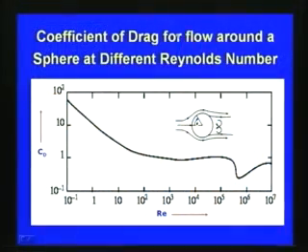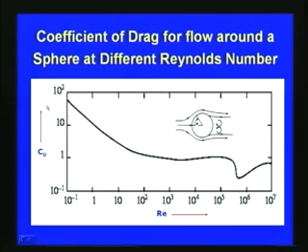So, this slide shows the coefficient of drag for flow around a sphere at different Reynolds numbers. Here you can see the coefficient of drag plotted on the y axis and the Reynolds number on the x axis. This is the case of flow over a sphere. Here is the sphere, and the flow is in this direction.